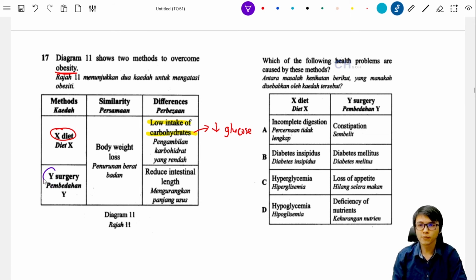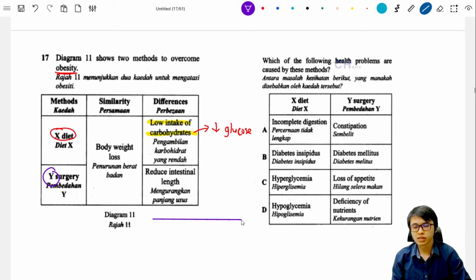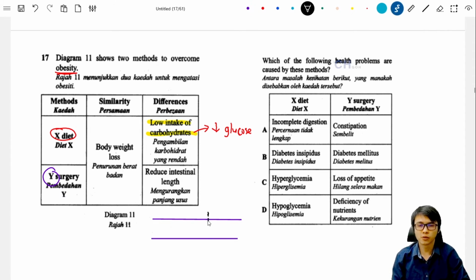For method Y, method Y will reduce the intestinal length. This is a type of surgery. This surgery is going to cut your intestine. So let's say this is your small intestine. The doctor is going to cut out.